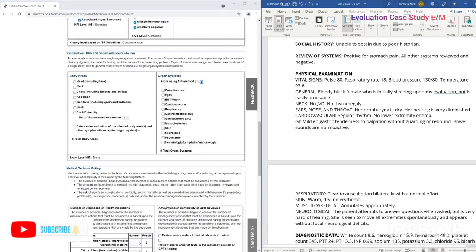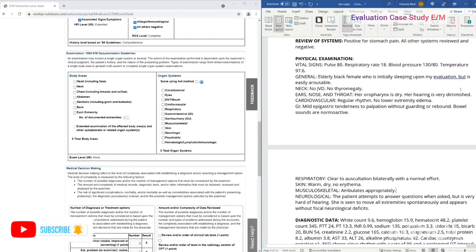So on our exam now, we have here vitals, so that's our constitutional. And we also have general, which is still constitutional: elderly black female, initially sleeping upon my evaluation, but is easily arousable. We have the neck, so no JVD, no thyromegaly. Ears, nose, and throat, oropharynx is dry. Her hearing is very diminished, okay?